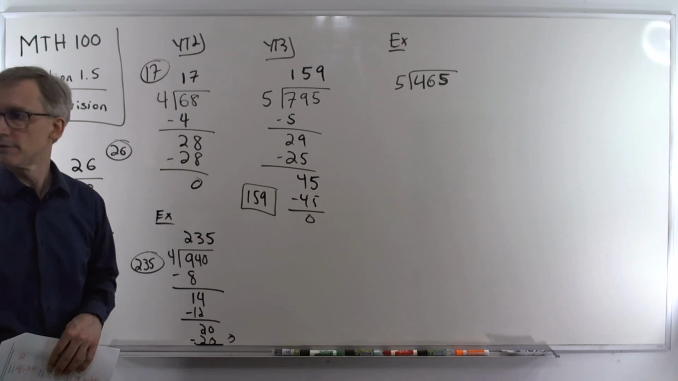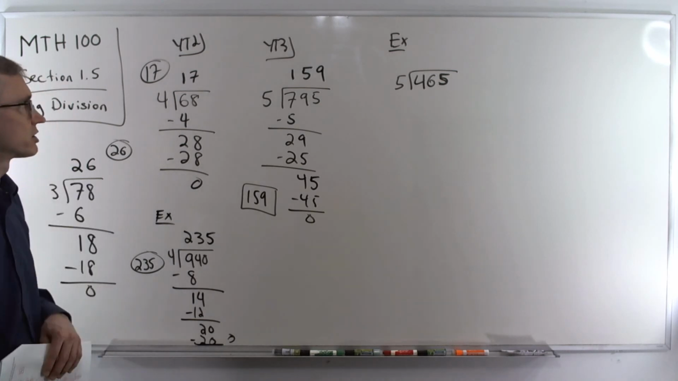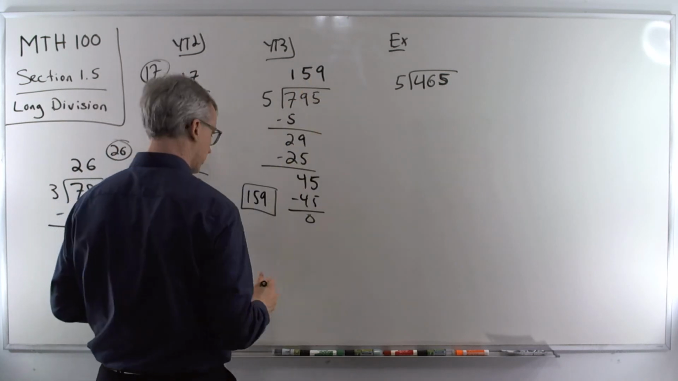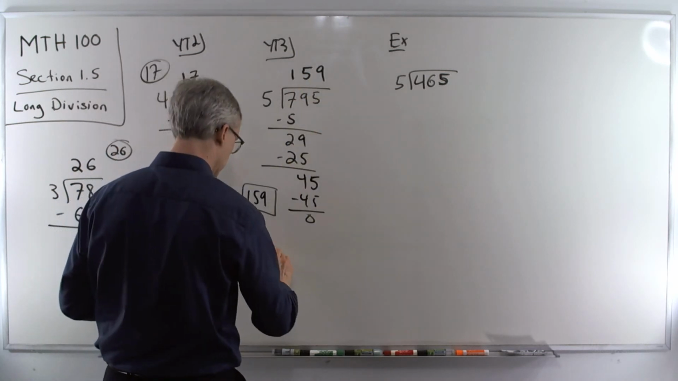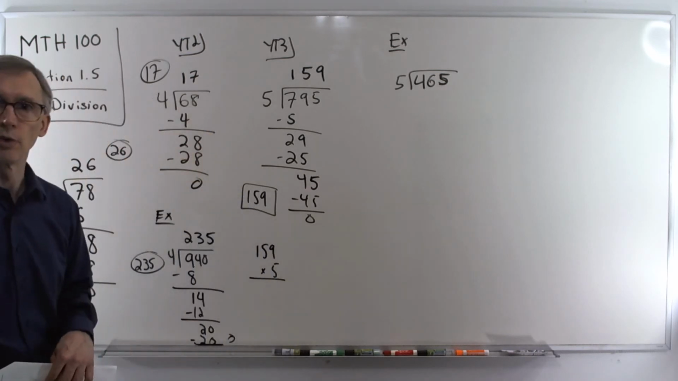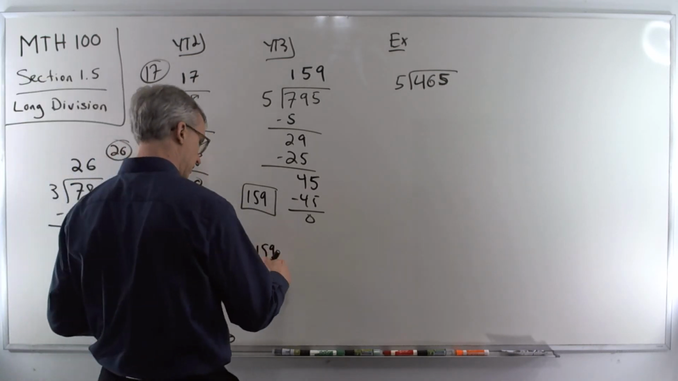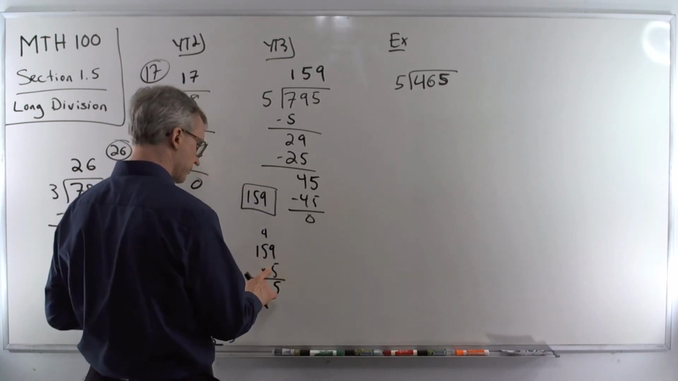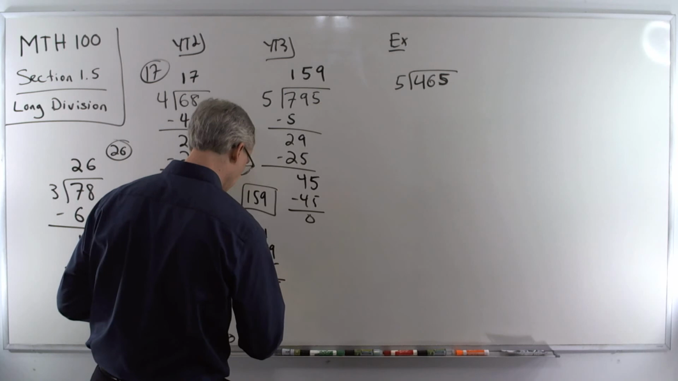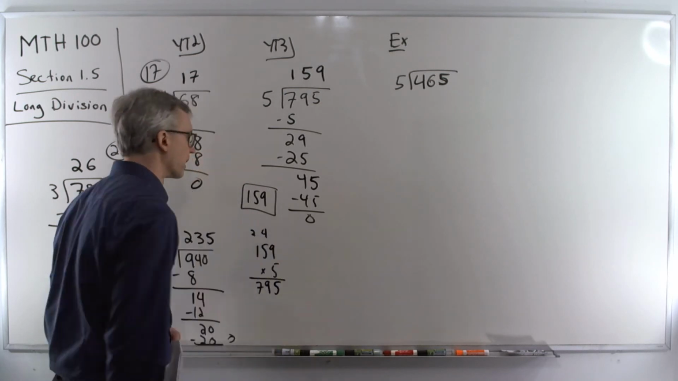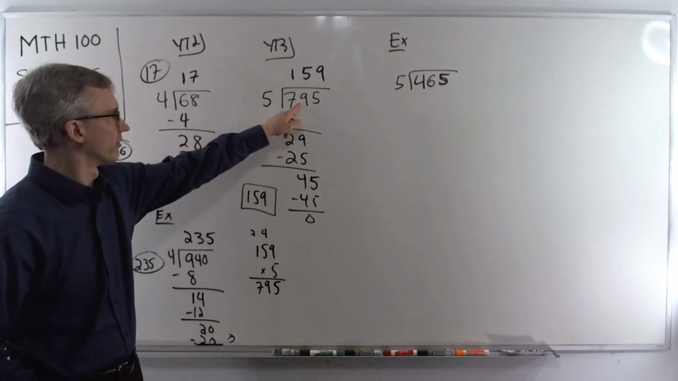Now it's a good idea to start getting to larger numbers like this to check. So since we've divided to get 159, we're going to do the opposite and multiply. So do 159 times 5. Right? 9 times 5 is 45. Carry the 4. 5 times 5 is 25, plus 4 is 29. Carry the 2. 1 times 5 is 5, plus 2 is 7. 795, and we're right back where we started from.